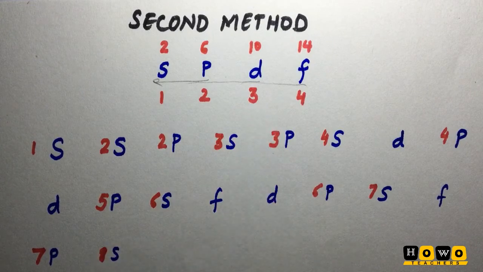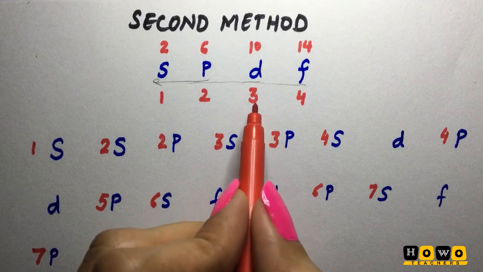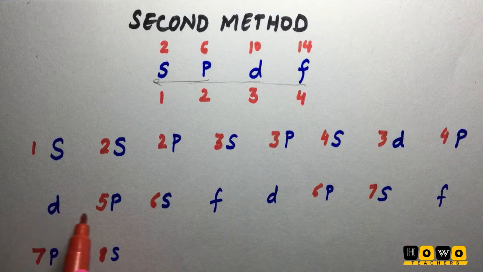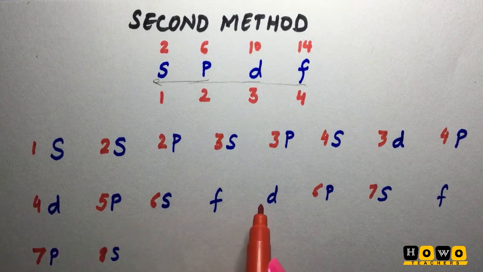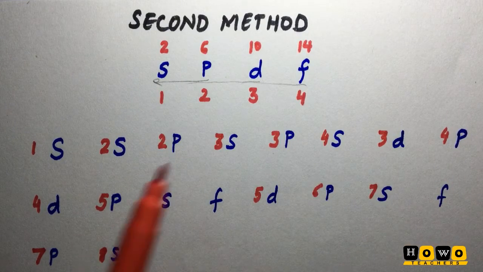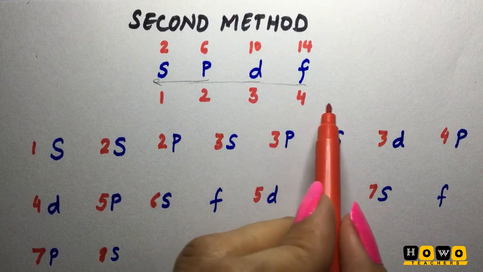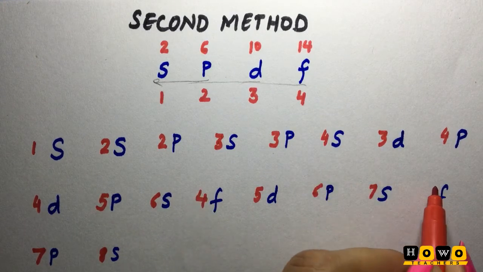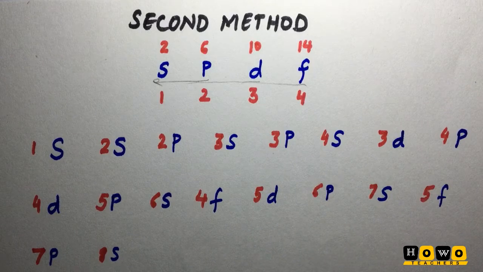Now D, let us start D orbital with the third one. So 3d, 4d, 5d and 6d. And the last is the F. So let us begin with 4F, 4F, 5F. So this is how we have to fill.